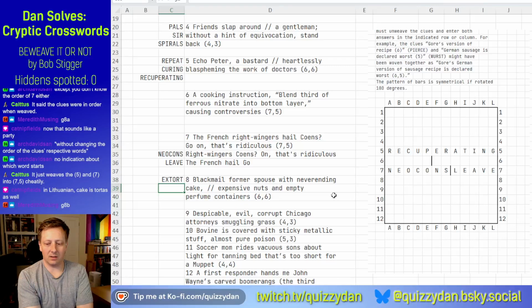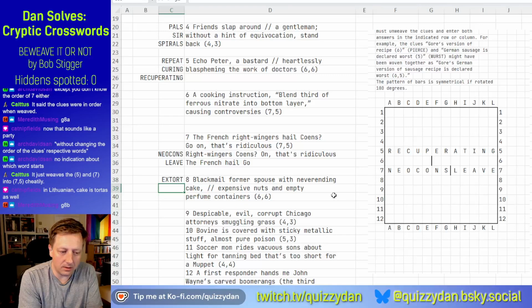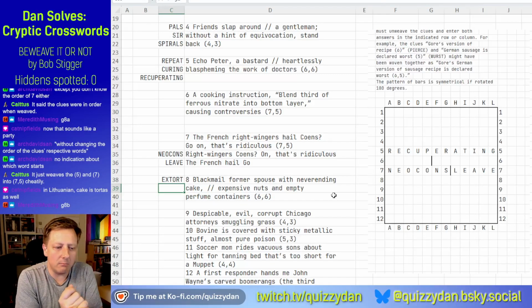Well, there you go, catnip. That is all linguistically sound. Expensive. I want to be dear. Nuts. Anagram indicator. Maybe nuts and empty. But it could be telling us to empty the word perfume or nuts. Okay. No. Because the word and. Perfume containers or just containers is the answer. Extort. Whatever we do, we'll be weaving the letters in and amongst extort.